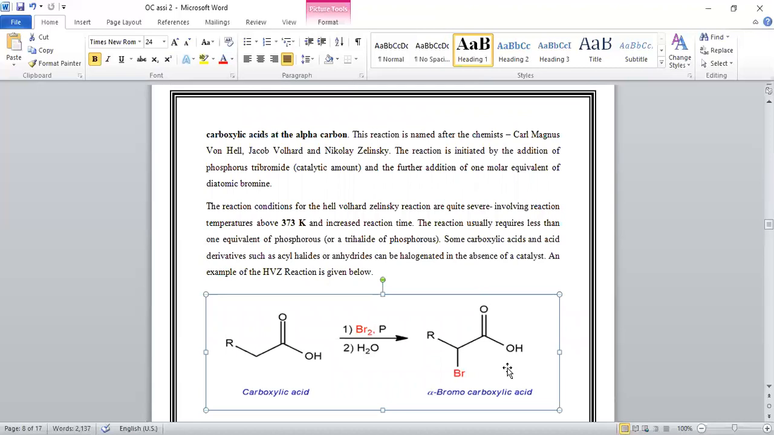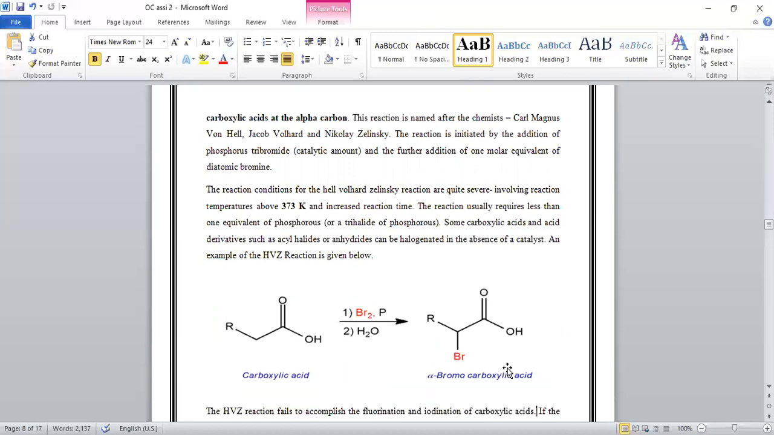The reaction conditions for the Hell-Volhard-Zelinsky reaction are quite severe, involving reaction temperatures above 373 Kelvin and increased reaction time. The reaction usually requires less than 1 equivalent of phosphorus. Some carboxylic acids and acid derivatives such as acyl halides or anhydrides can be halogenated in the absence of a catalyst. An example of this reaction is given below.